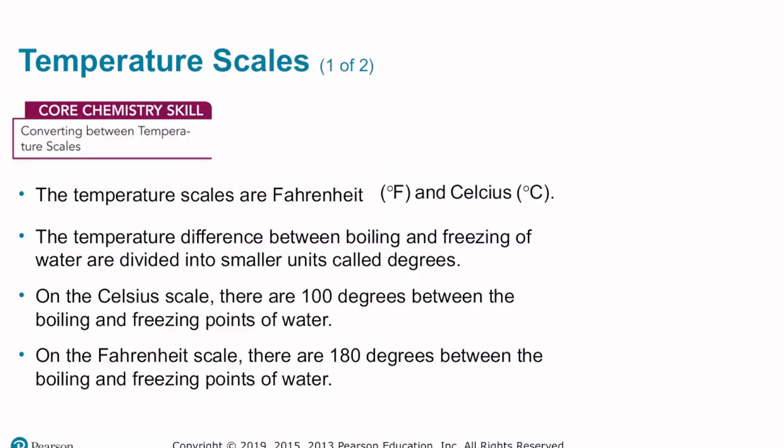The two most common temperature scales are Fahrenheit, or degree F, and Celsius, or degree C. The temperature difference between boiling and freezing of water is divided into smaller units called degrees on these scales. On the Celsius scale, there are 100 degrees between the boiling and freezing points of water. On the Fahrenheit scale, there are 180 degrees between the boiling and freezing points of water.